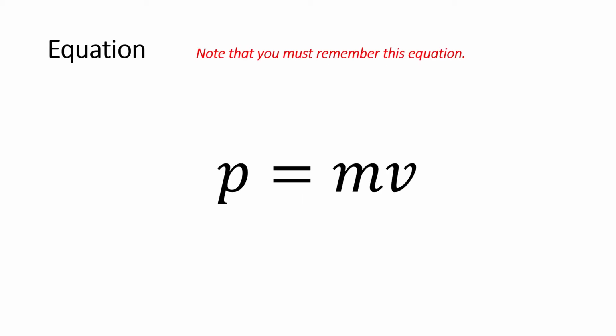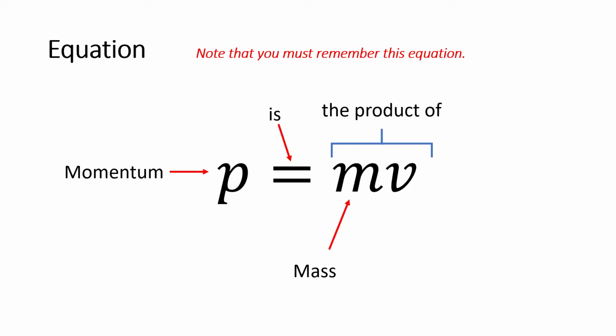So let's look at our equation. Now this is an equation that you must remember. This will be on the higher paper, so all of those doing the higher paper must remember this equation. Momentum is the product of mass and velocity. So I used that word, the product of, earlier.